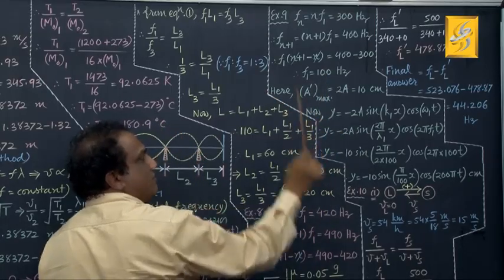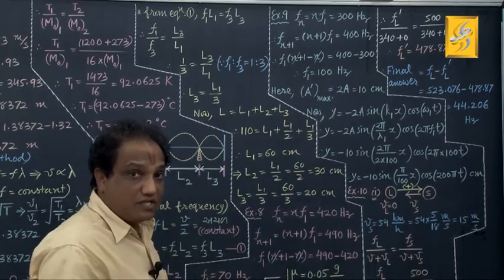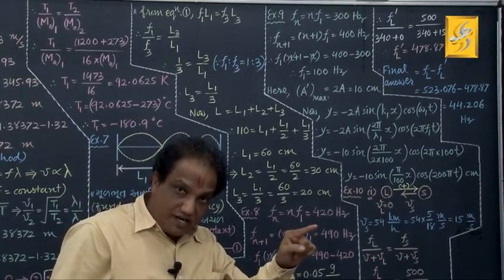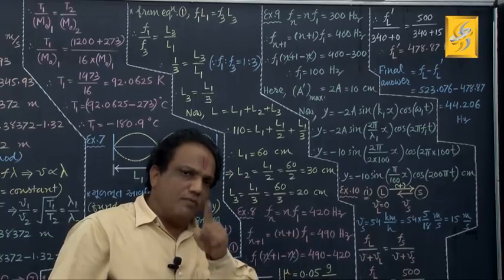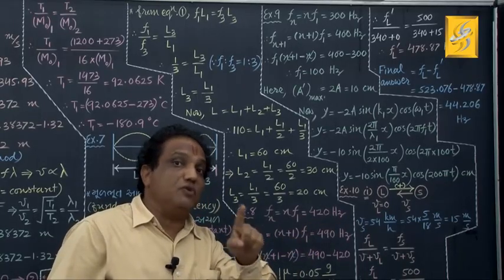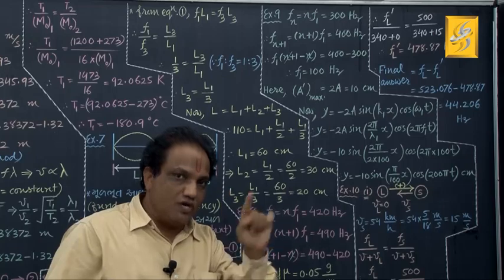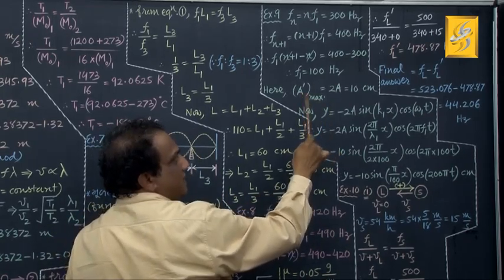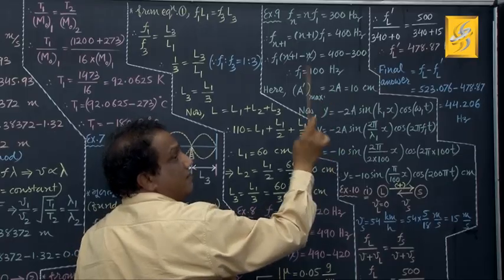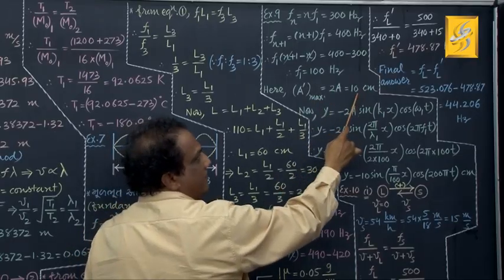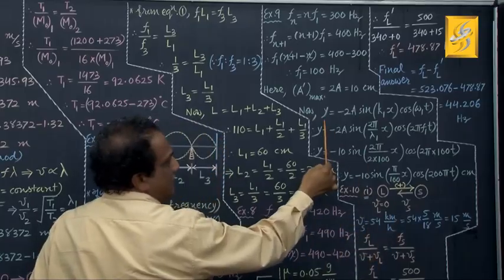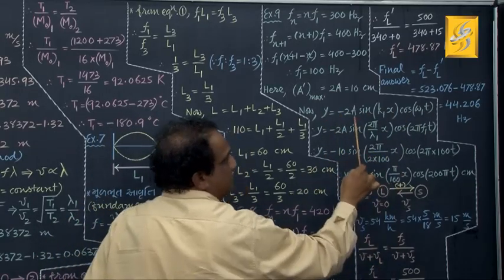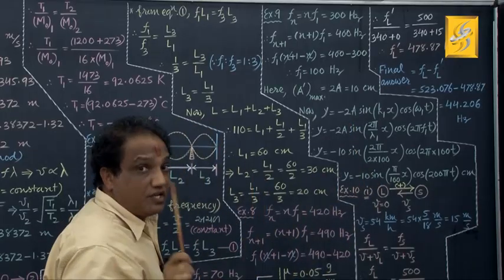What about maximum amplitude in case of a stationary wave? What was the amplitude formula? A dash equals 2a sin kx. Remember? And when you are talking about the maximum value, on the right hand side you should take sin value as 1. So it is 2a into 1, that is 2a, which is the maximum amplitude, A dash maximum. And that maximum amplitude they have given as 10 centimeter. Fine. Now y equals minus 2a sin kx cos omega t. This is the equation representing a stationary wave.